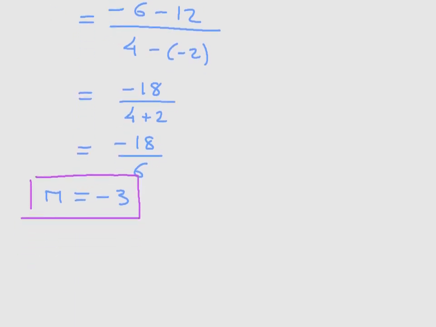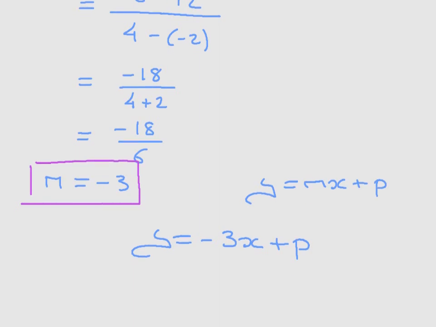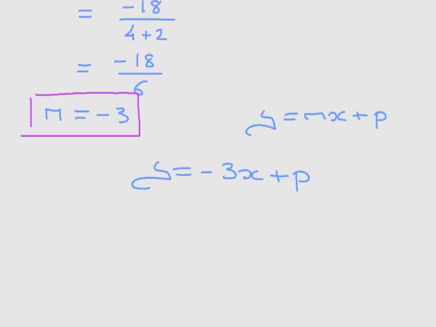-3, that was. So by the end of this first step, we can already write y is equal to -3x plus p. In other words, we've rewritten the line equation y is equal to mx plus p and replaced m by its actual value, which is -3. That's our step 1 done.